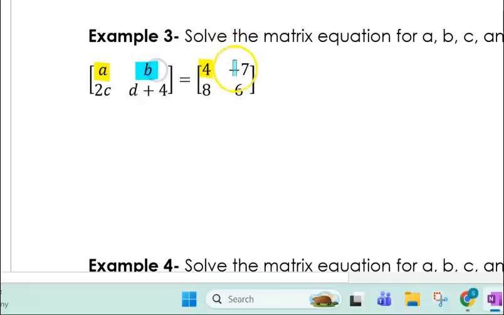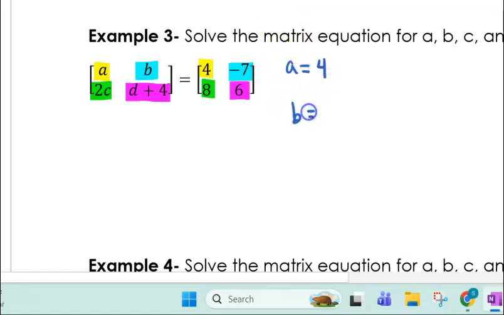All right, so solving, this is a 2 by 2 equal a 2 by 2. So each position in the matrices has a corresponding position. And since they are equal, what that means is each one of these that I've color coordinated are equal to each other. So you have A equals 4, B equals -7.